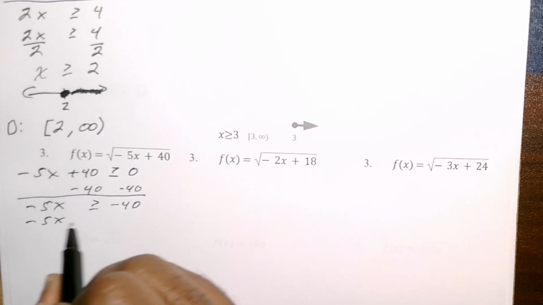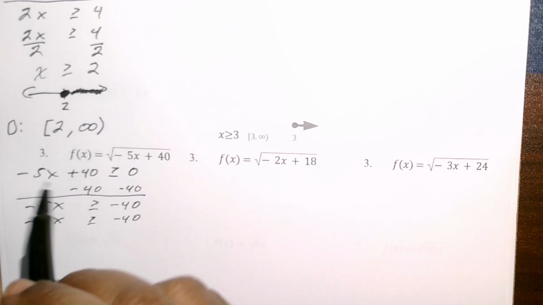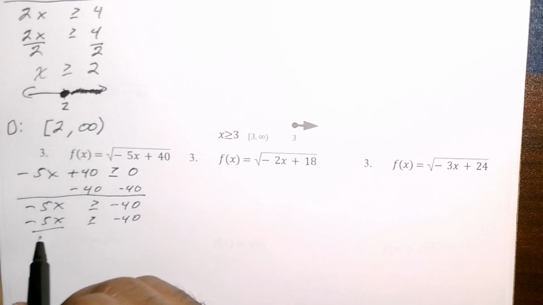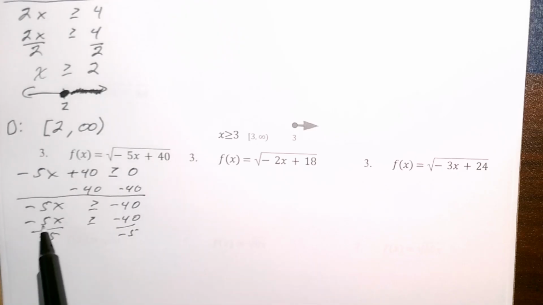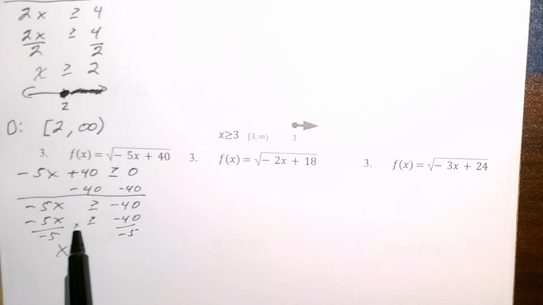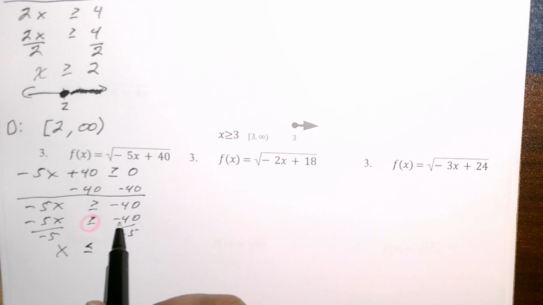Then we'll take our negative 5x greater than or equal to negative 40, and we're going to divide both sides by negative 5. Now, negative 5 divided by negative 5 gives us 1x. But there's a rule that says that when you divide by negatives, or multiply by negatives on both sides, you'll get a sign change. So that's going to change from a greater than or equal to a less than or equal to. Okay, so there's a change. Now over here, negative divided by negative will be positive, and 40 divided by 5 is 8. So the domain now will be x is less than or equal to 8.